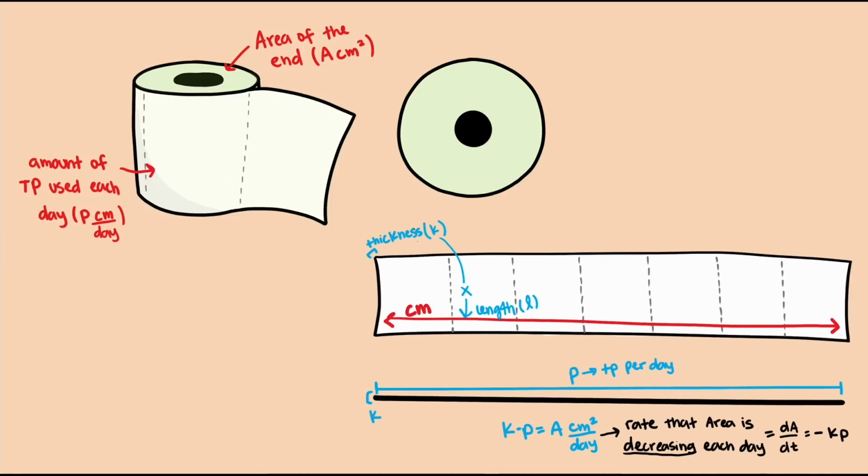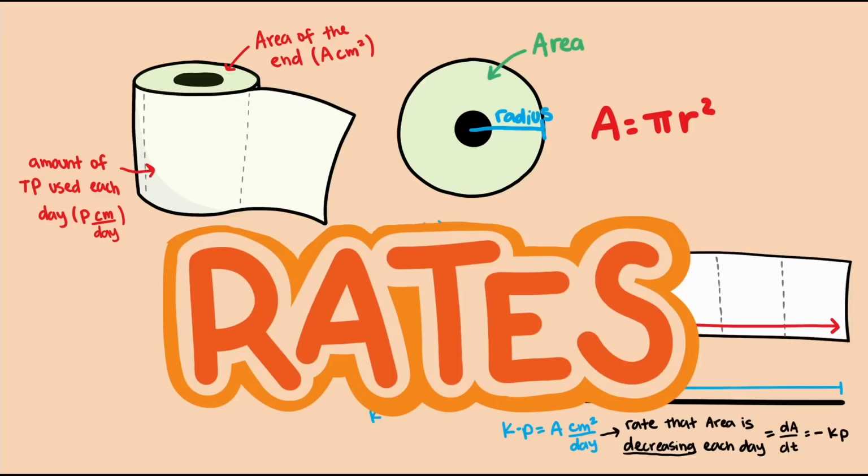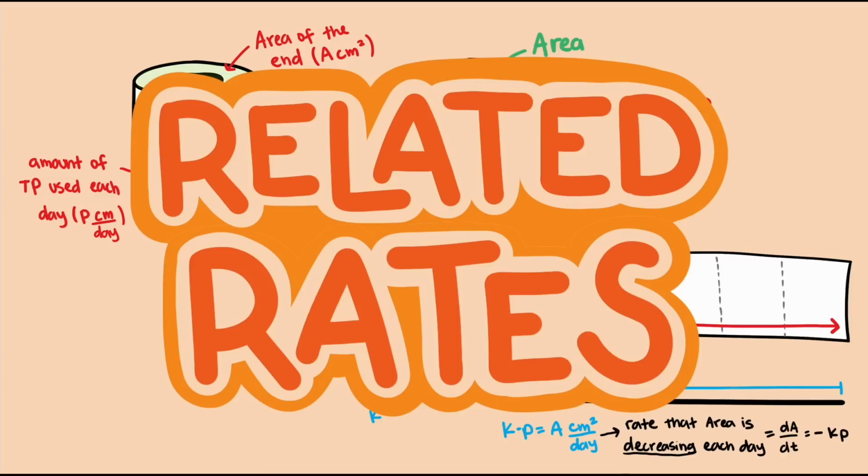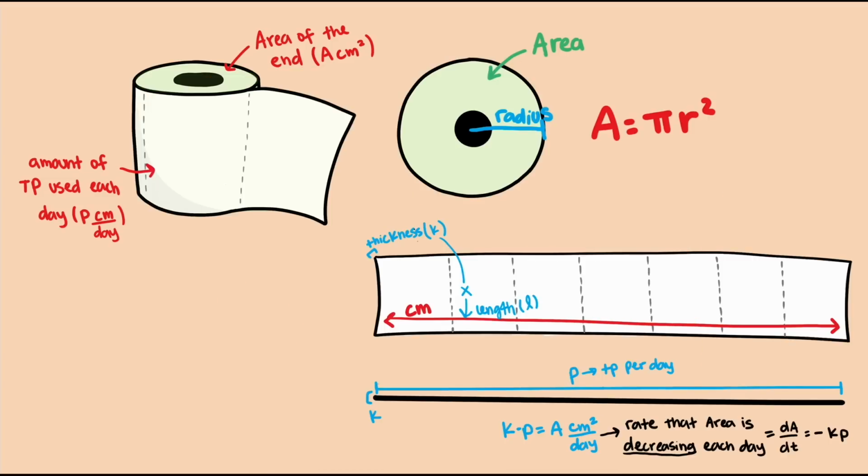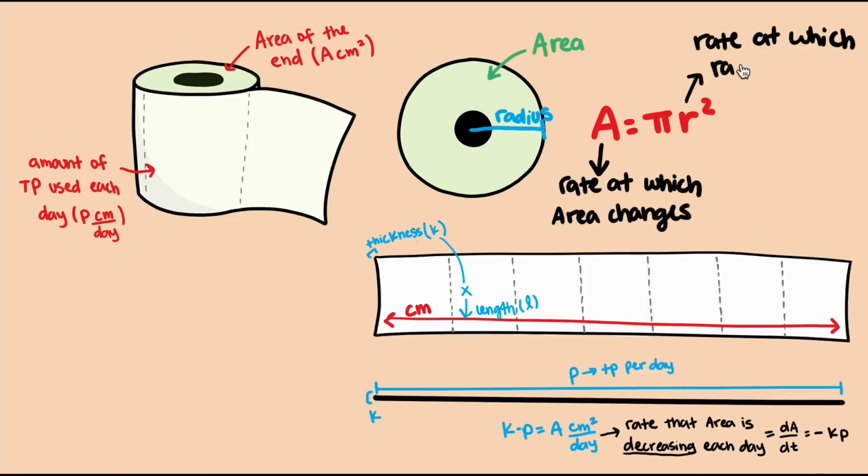The relationship between radius and area is area equals pi r squared. This equation can be used to find the area of a circle if we know the radius, or the radius of a circle if we know the area. But our main question is about rates. The related rates technique can be used to create a different equation, one that connects the rates at which the quantities are changing, not just the values of the quantities themselves.